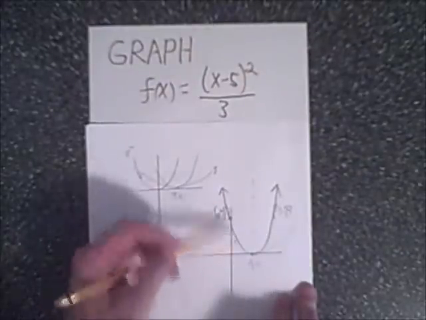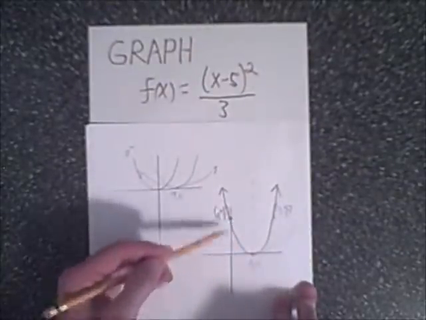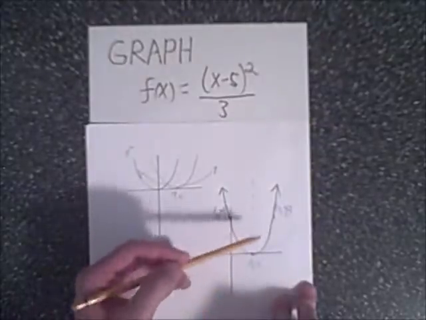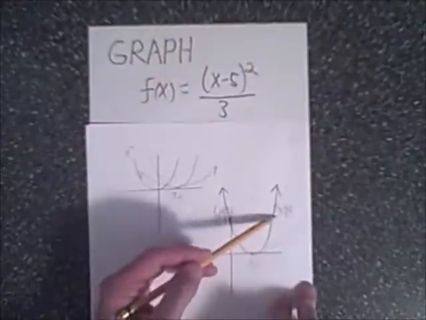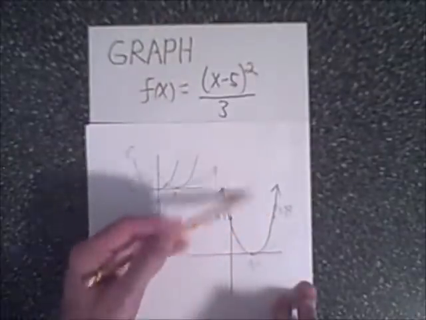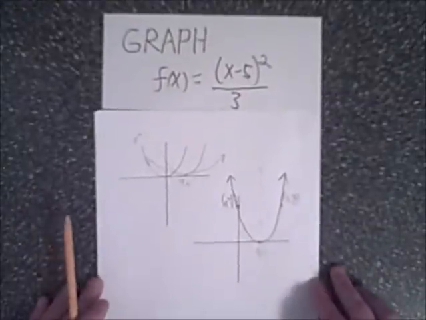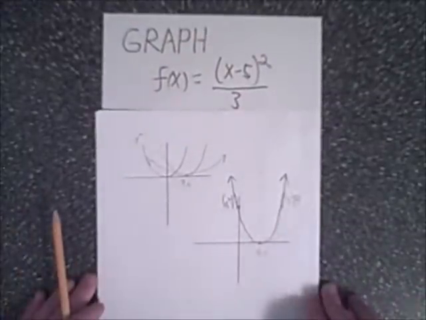And again, you could plot some more points if you want to confirm it. But we have a y-intercept, the vertex, which is also the x-intercept. And then we have 2 points on either side of the axis of symmetry, which gives us a good dimension and form of our parabola.